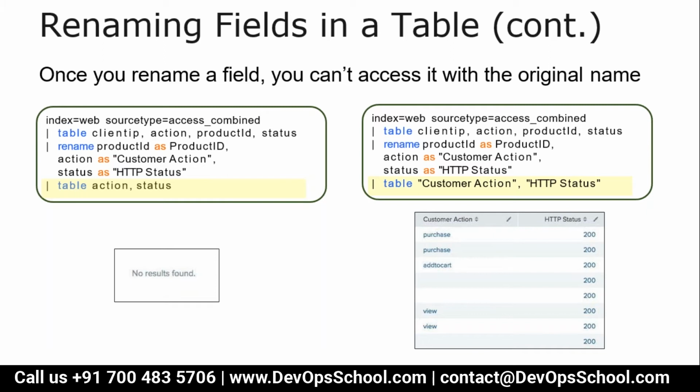Why? Because the table field got changed. The table field got changed from action to, sorry, customer action. So from now onwards you have to use customer action. The right side, if you look at this, is the corrected one. First you search, on top of that you create a table using client IP, action, product IDs and status, and then you rename product IDs, action and status. Now when you create a table again after the renaming, you are selecting the new field name, not the older field name. So we have to mind it.